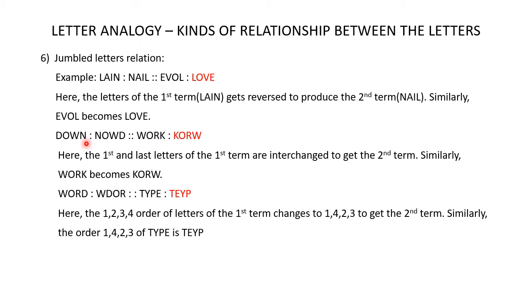So DOWN becomes NOWD. Similarly, interchange the first and the last letters of WORK to get the fourth term. So, when you interchange W and K of the third term, you will get KORW, the fourth term. So, if DOWN is to NOWD, then WORK is to KORW.